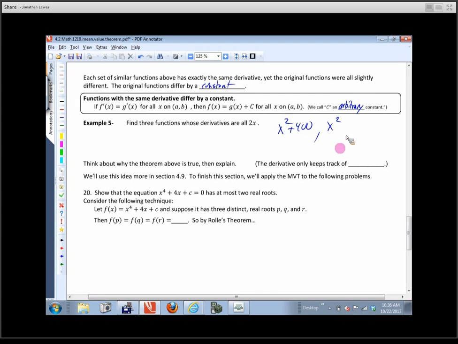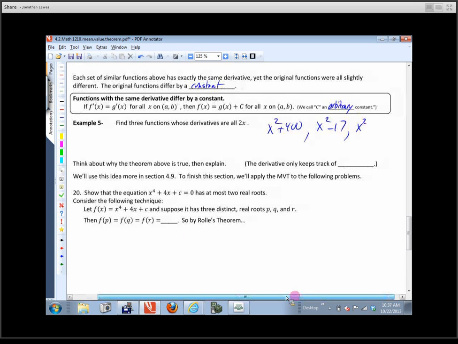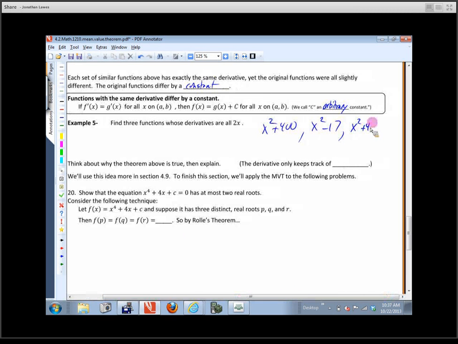X squared minus 17. X squared, I could put some big ugly number here, 4 to the 27th. Every one of those, regardless of what the constant is, has exactly the same derivative. Every one of them has a derivative of 2x.